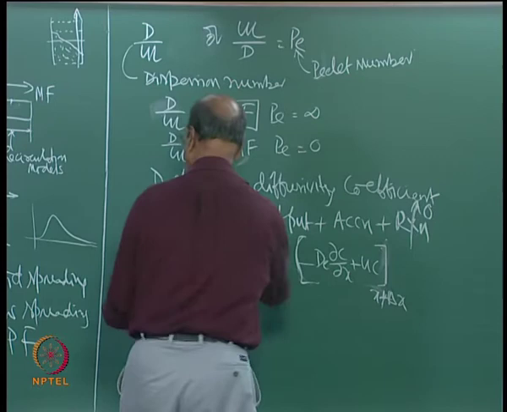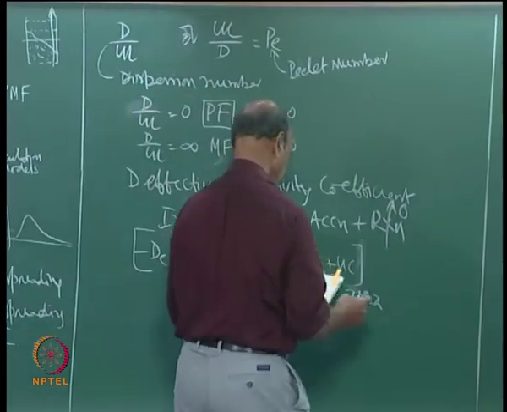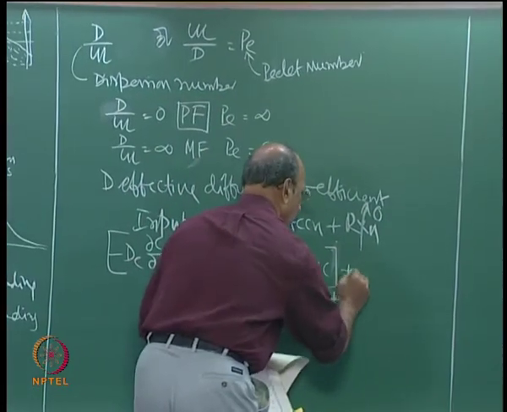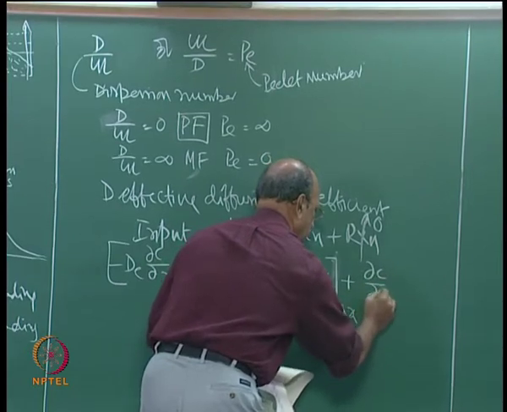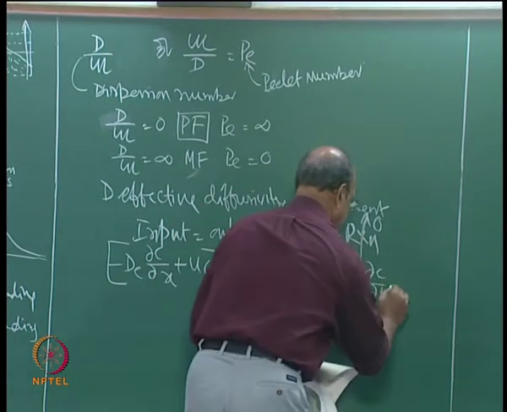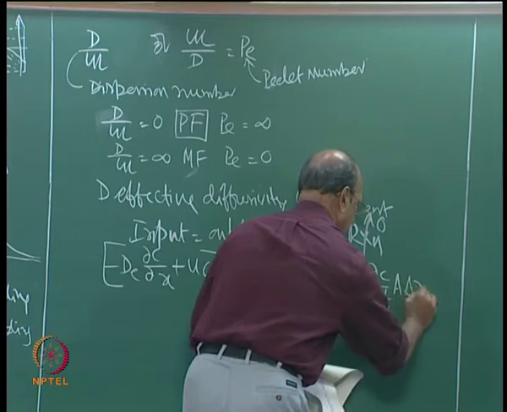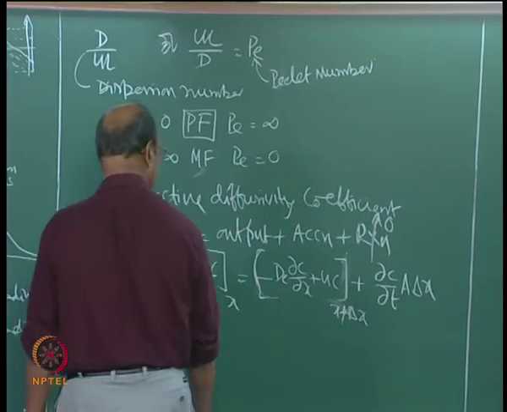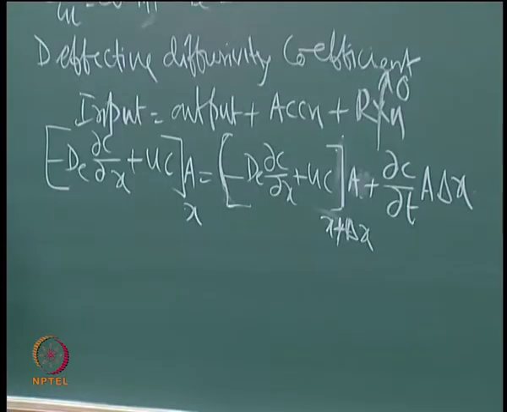And accumulation inside that volume will be dC/dt times A delta X, where A is the cross sectional area. Okay? Good. Let me now explain.